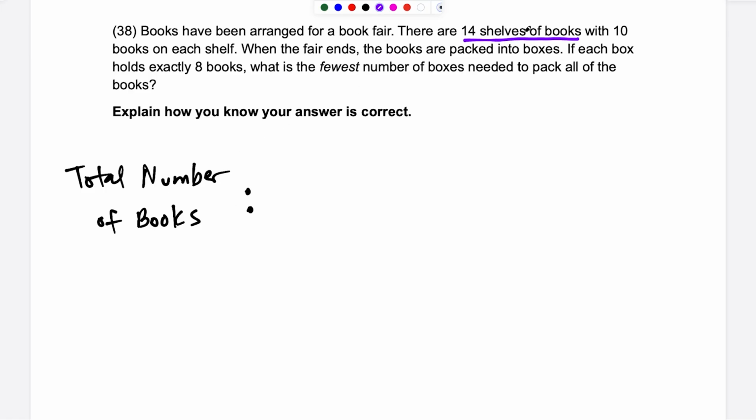There are 14 shelves of books with 10 books on each shelf. So this tells us there are 14 times 10 or 140 books. When you multiply any number by 10, any whole number, you just add a 0 at the end, and that's a nice shortcut to multiply by 10.